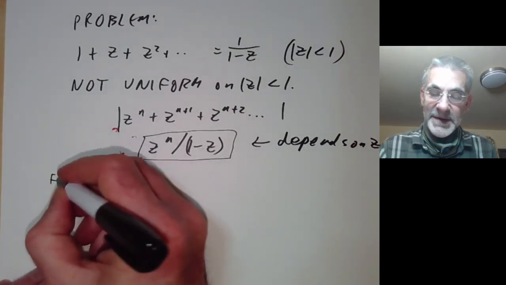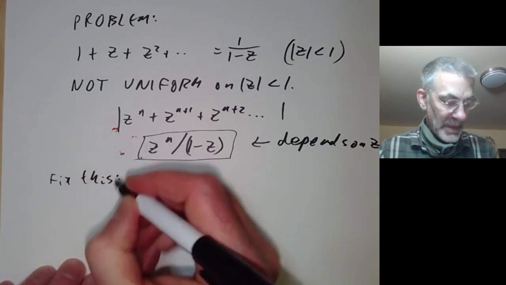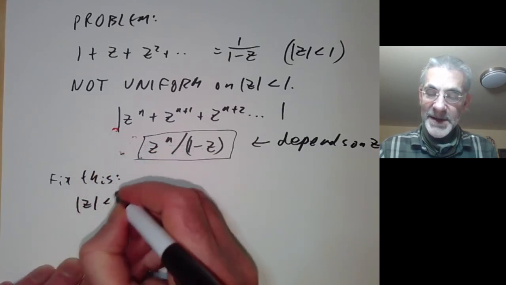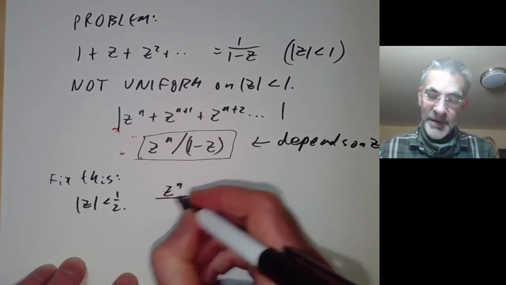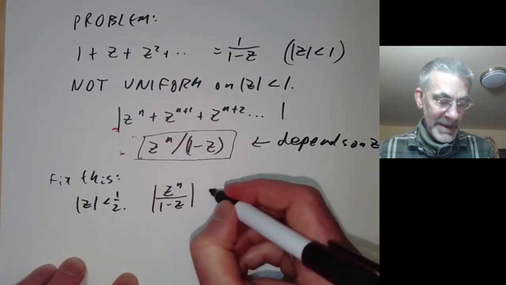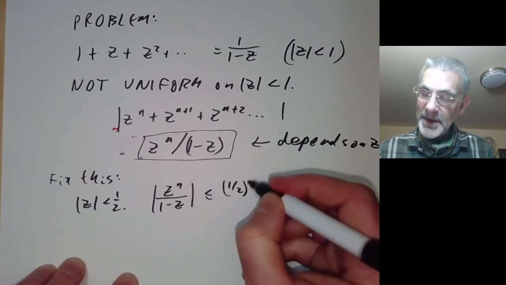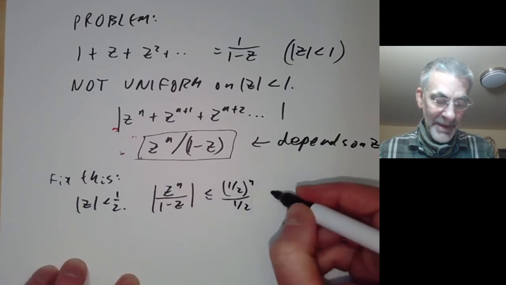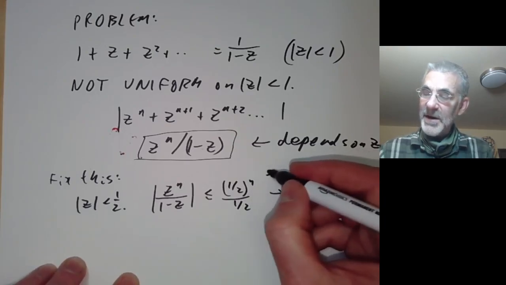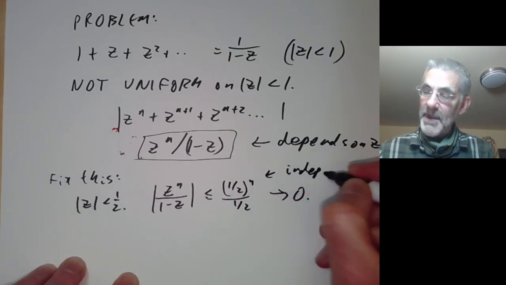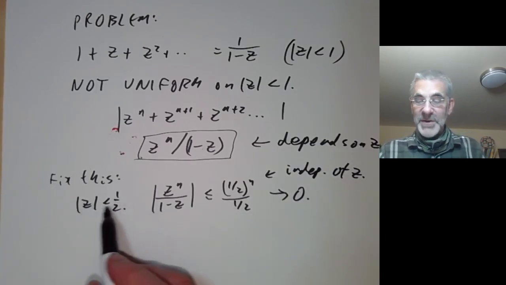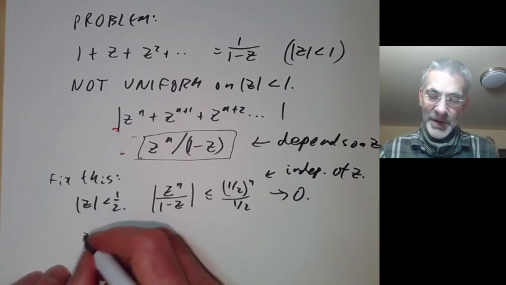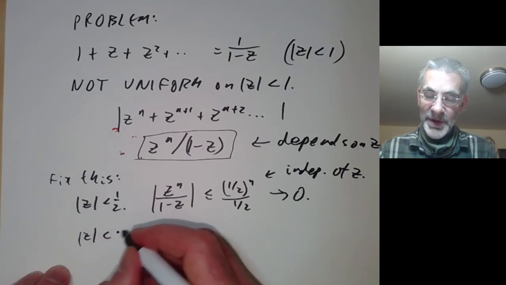So how do we fix this? Well, suppose we just take |z| less than a half. Well, this error, z to the n over 1 minus z, is now less than or equal to a half to the n over a half. And this now does tend to 0. And you notice this is independent of z. So we have uniform convergence on the region |z| less than a half. Well, we can do better than that. We can do |z| less than 0.9.